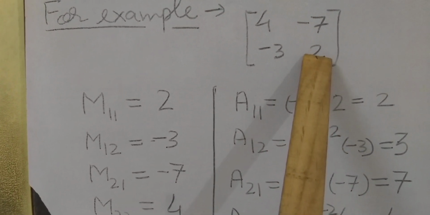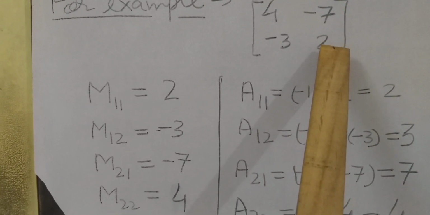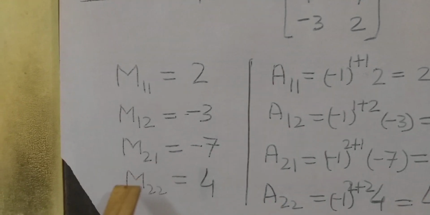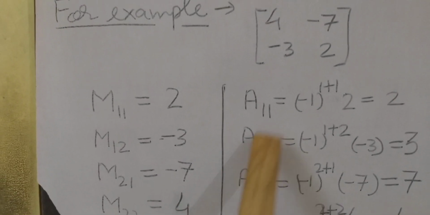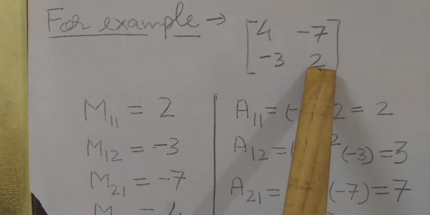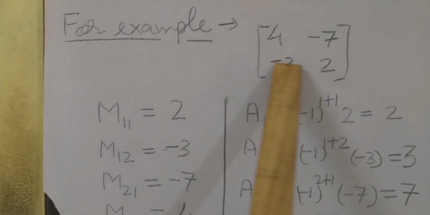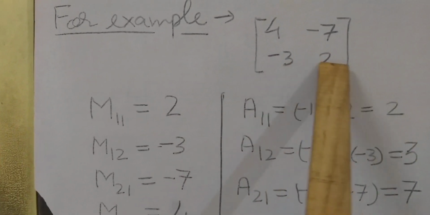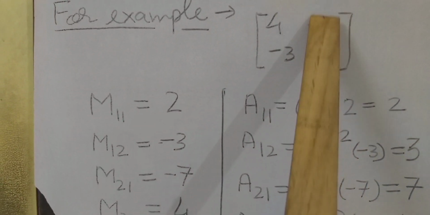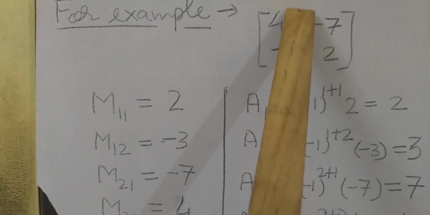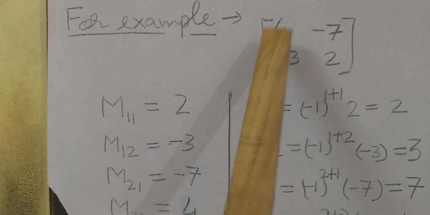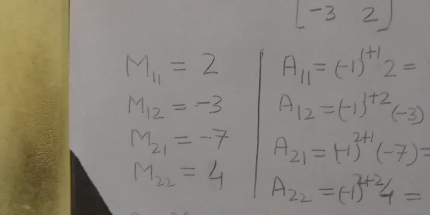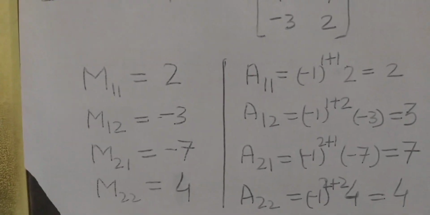Now the minor of the last element a22. Its minor will be denoted by M22. So let us delete its row and column. This row and this column will be deleted. What is left? 4 only. Its determinant is 4. So these are the minors, students.